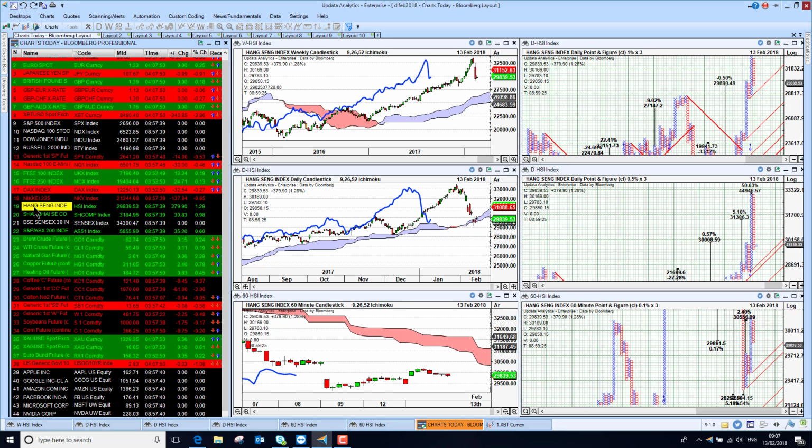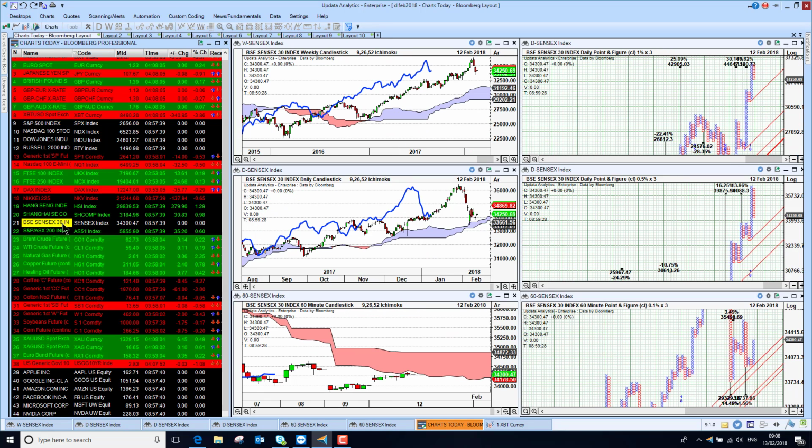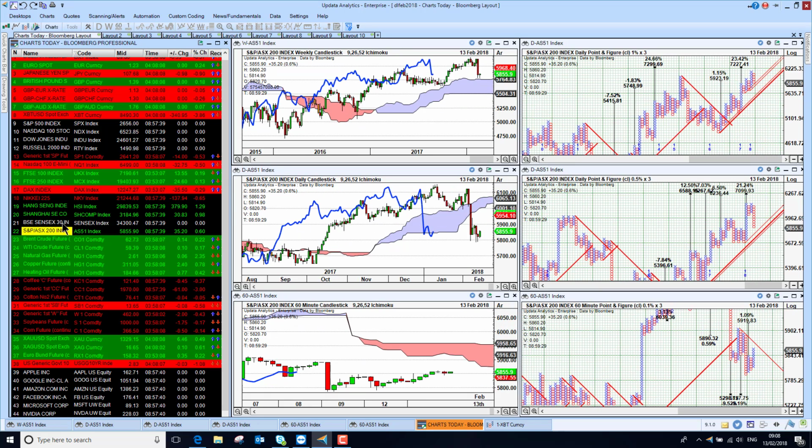Not looking great. The Hang Seng holding the medium-term trend, but the short-term bearish. Shanghai is now looking pretty bad on the short and medium-term trends. The long-term cloud coming under pressure. Sensex holding up quite well, although still bearish short-term, and the Australian market up, but starting to look worrying on that medium-term chart as well.